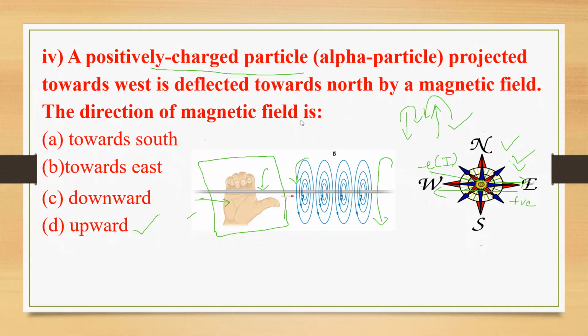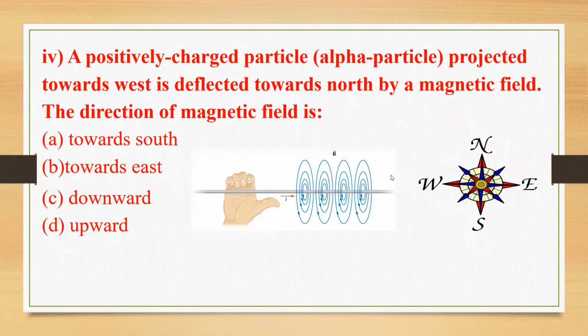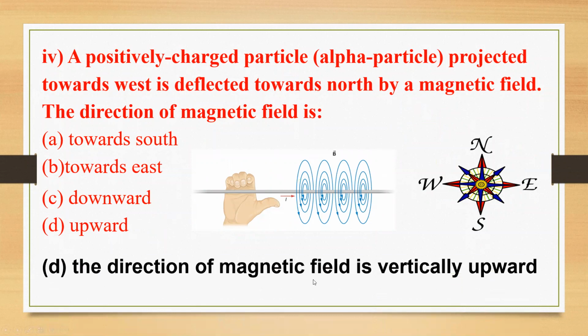Remember, positive particle means the current will be opposite. Don't think the same east to west is the current. Many students make that mistake. That's why I'm reminding you. Try to understand the direction of the current, and according to that, you have to select the direction of magnetic field. Okay, option D is the correct one. The direction of magnetic field is vertically upward. Sometimes outward of the plane also, that you can write too.